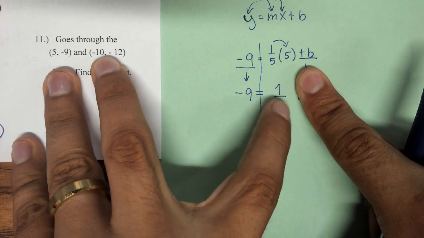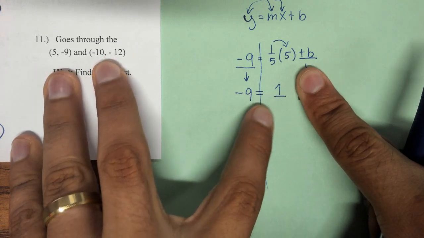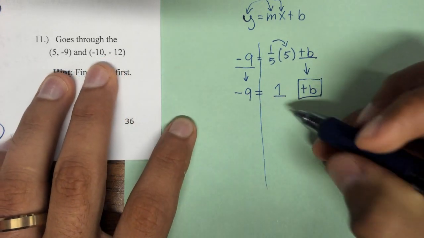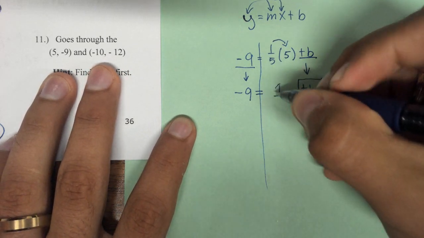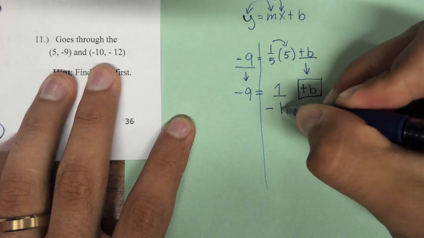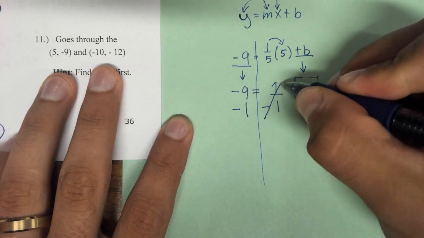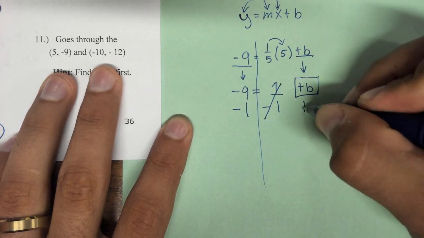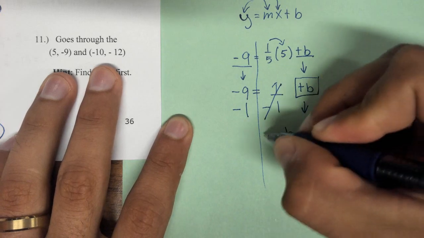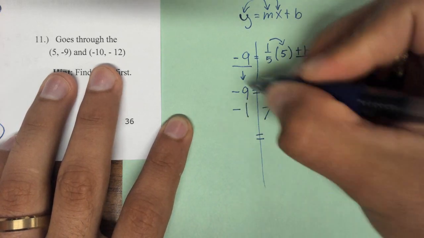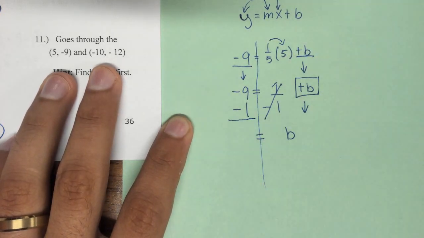And now what you're asking yourself is, how do I get rid of this 1 and get it over to the other side? So that 1, opposite of positive 1 in this case, is going to be negative 1. So I'm going to subtract 1 from both sides. And positive 1, negative 1, that's going to cancel out. The b is going to come down. So we have b equals, and then it's just whatever this value is over here.